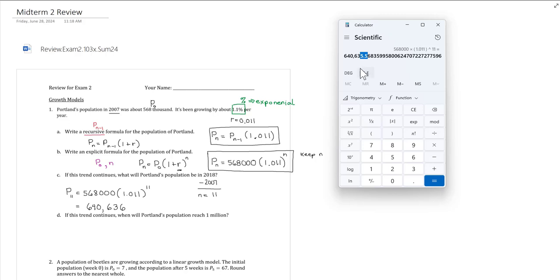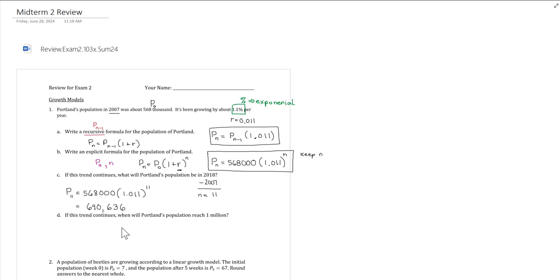Using rounding rules would round it up to 6. But if you wanted to think about a 0.5 of a person wouldn't be considered a person and round it down, that's fine too. Let's go ahead and move on to part D. When will Portland's population reach 1 million?